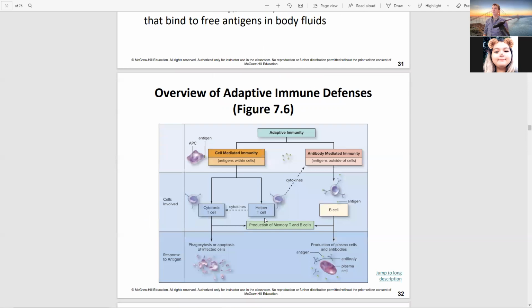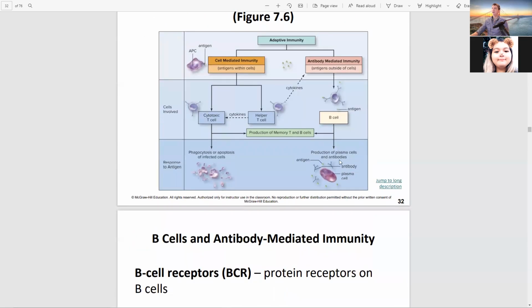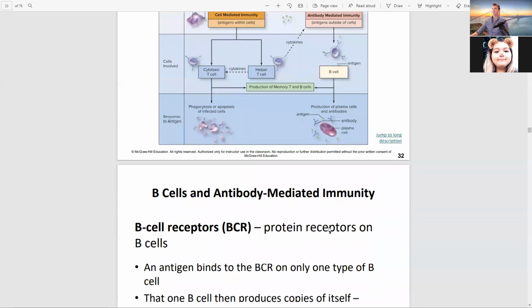So here's an overview of adaptive immunity. Again, we have cell-mediated immunity and also antibody-mediated immunity. Both of these work by B cells and T cells that can produce a memory. And when they're not in use, they go through apoptosis, but they also can induce apoptosis in infected cells. And lastly, they can produce antibodies.